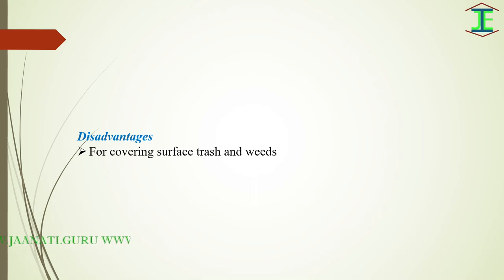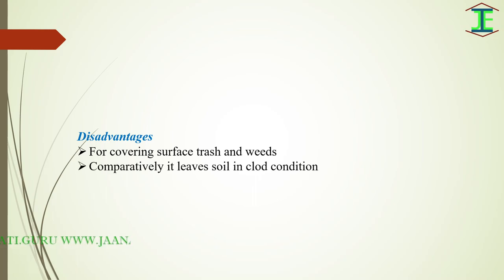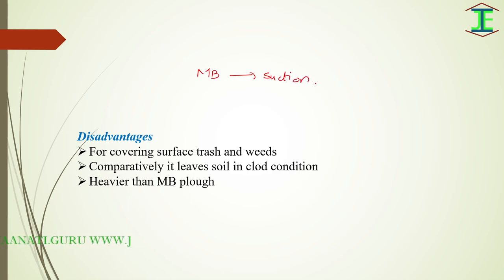Comparing to the moldboard plough, it cannot cover the trash and weeds effectively. And comparing to this MB plough, it leaves the soil in a clod condition, and it is heavier than the MB plough. The main thing is MB plough depends upon the suction, horizontal suction and vertical suction. By adjusting these suctions, we can increase or decrease the depth of ploughing and width of ploughing. Whereas in disc plough, we can adjust the depth of ploughing by adding weight to this disc plough. This is the main difference between this MB plough and the disc plough.